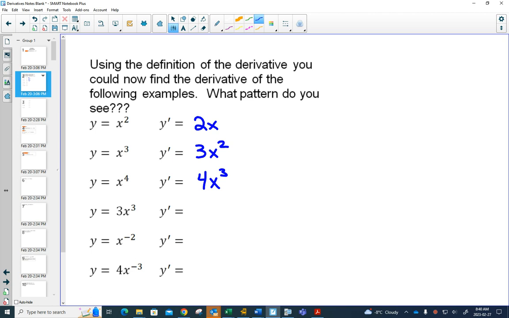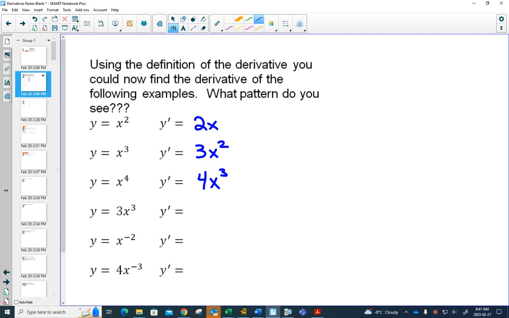And after doing a couple of these, what normally happens for mathematicians is that they start to see a pattern. They say to themselves, hey, wait a minute. If I notice a pattern, and this pattern always works, then wouldn't this be much faster than always using my definition of the derivative? And the answer is yes. So you might be noticing a pattern so far.